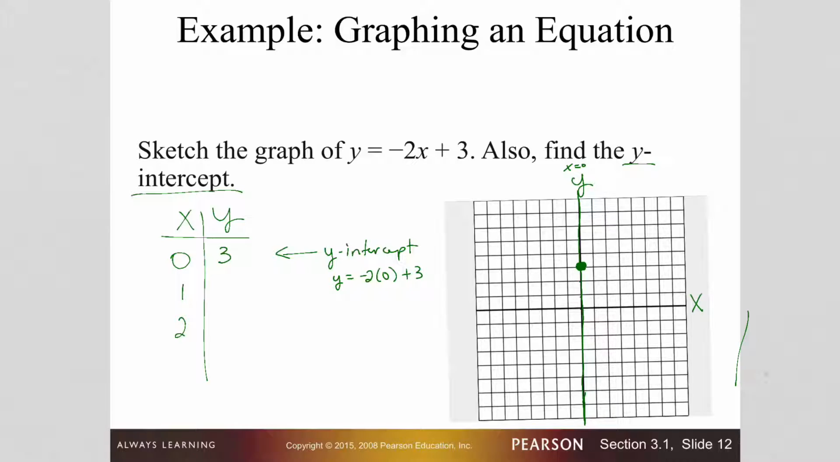Okay, so if I put in 1 where I see x, y is equal to negative 2 times 1 plus 3. Negative 2 times 1 is negative 2. Negative 2 plus 3 is 1. So I have an ordered pair at 1, 1. Now if I plug in 2, y is equal to negative 2 times 2 plus 3. Negative 2 times 2 is negative 4. Negative 4 plus 3 is negative 1. So I have an ordered pair at 2, negative 1.